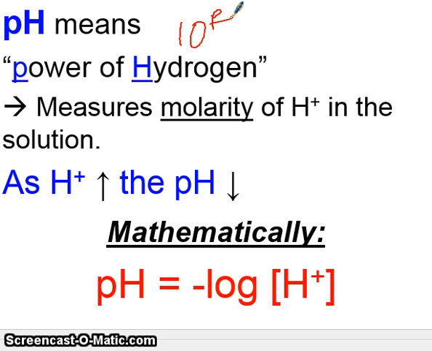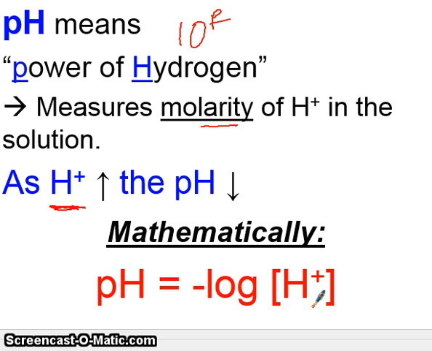And it measures the molarity of H plus in solution. So what happens is the higher the molarity of H plus, the lower the pH. This is an inverse relationship. The more acidic you are, the lower the pH. So the more hydrogen ion you produce, because acids produce hydrogen ion, the more acidic you are. Mathematically, here is the equation. pH equals negative log of H plus.